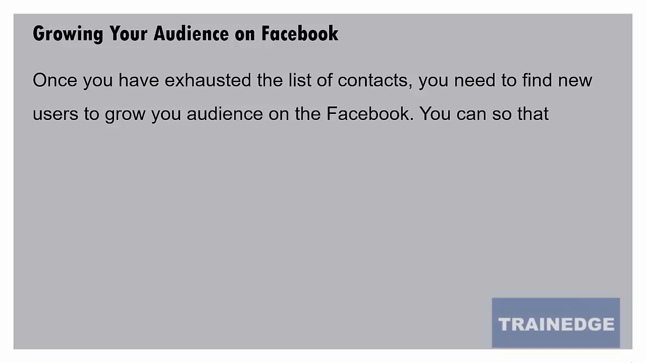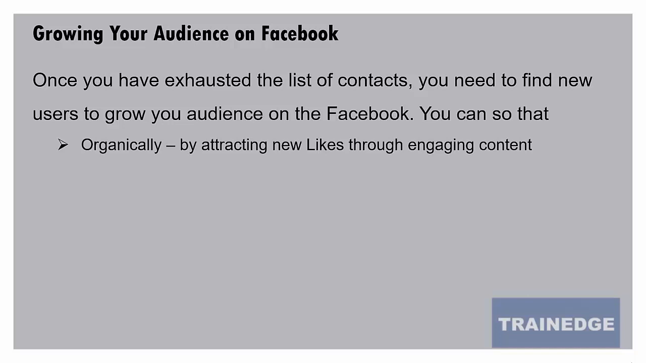How do you do that? You can grow this list organically by attracting new likes through engaging content. You can publish content that people like. So your existing set of fans like this content, they interact with it, they click, they like, they share, they comment on it. And by doing that, they expose it to their friends. And some of their friends will then become your followers because they like the content they're seeing. So this is one way of growing your followers or your audience on Facebook.